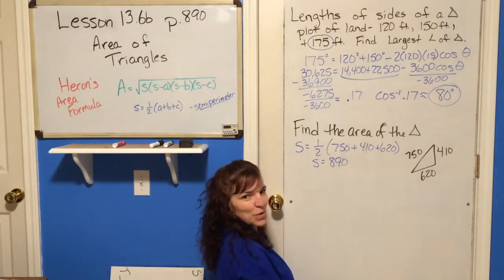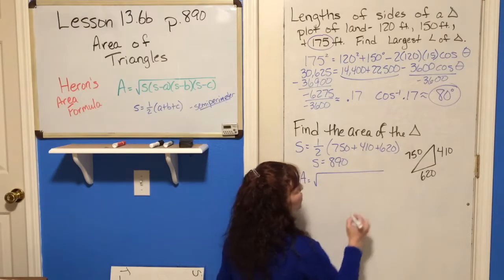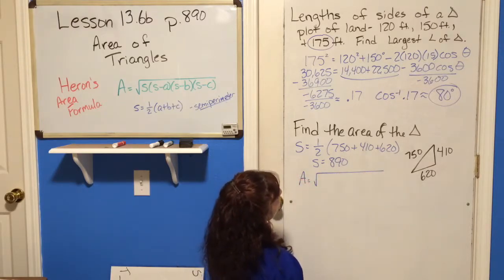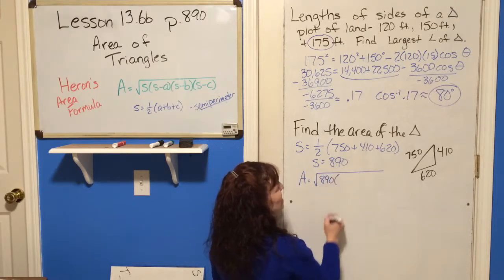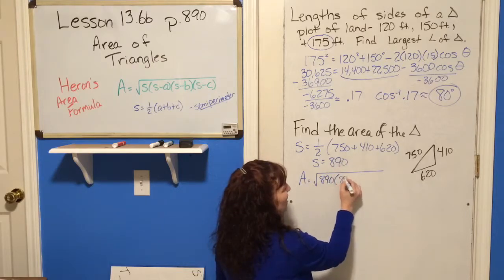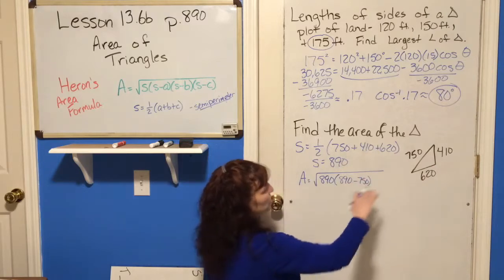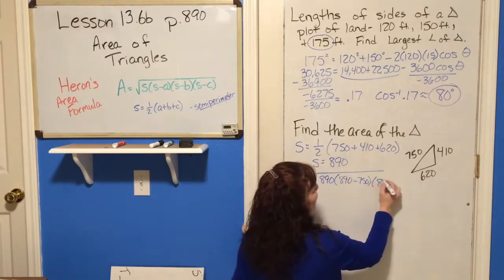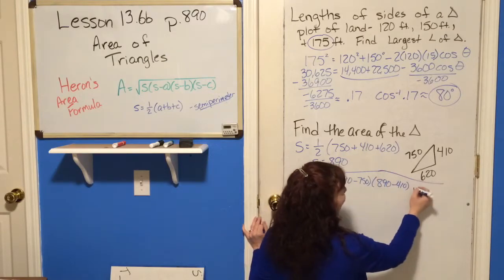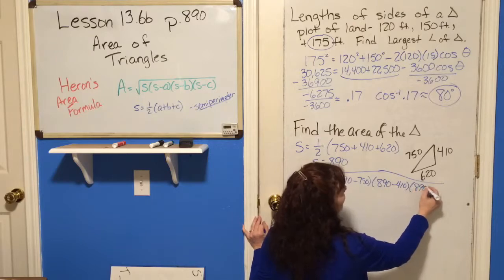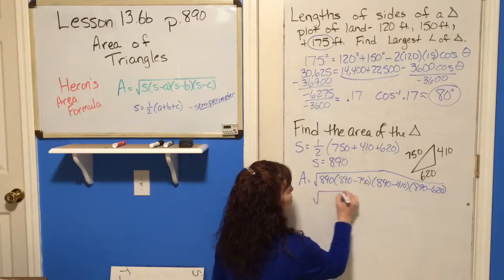Is that what you got? Hope so. All right, so the area now is going to be the square root. Don't forget your square root. The square root of 890 times 890 minus 750, times 890 minus 410, times 890 minus 620. All right, subtract each one of those.